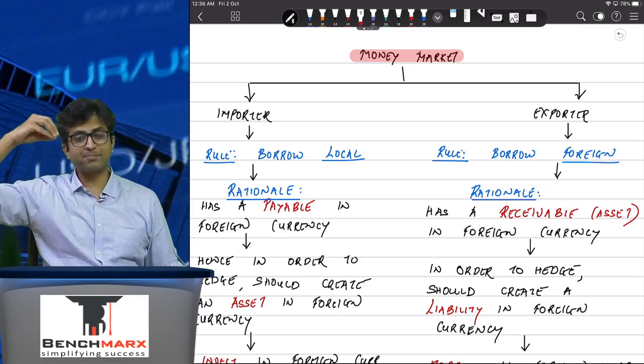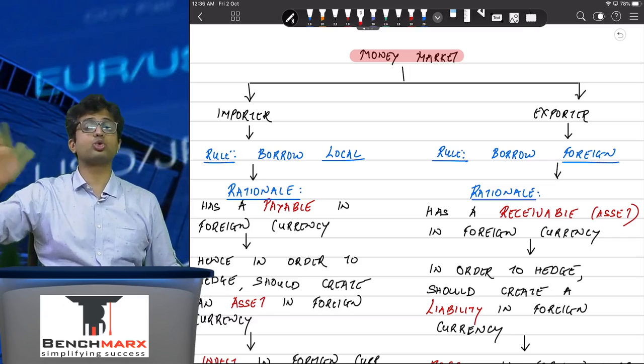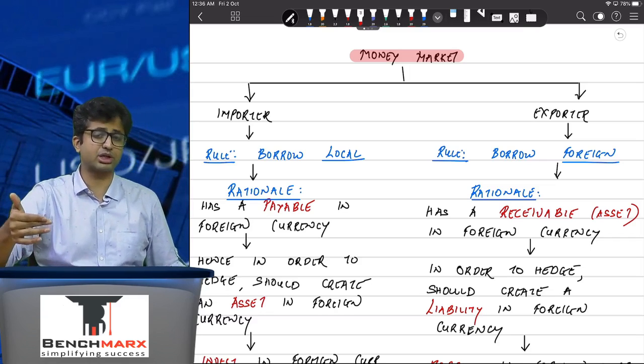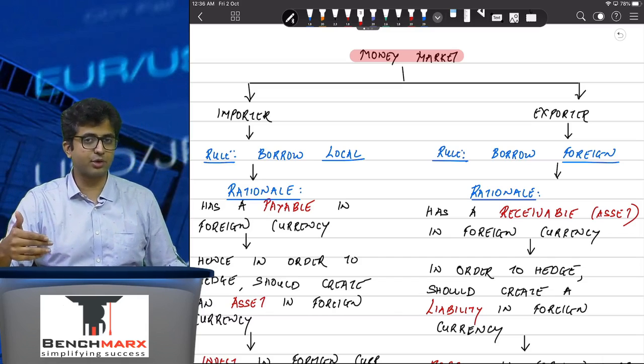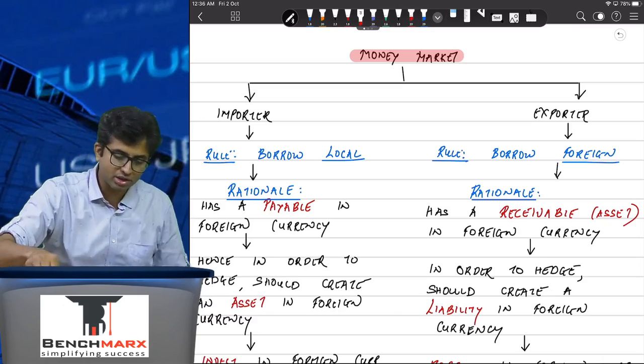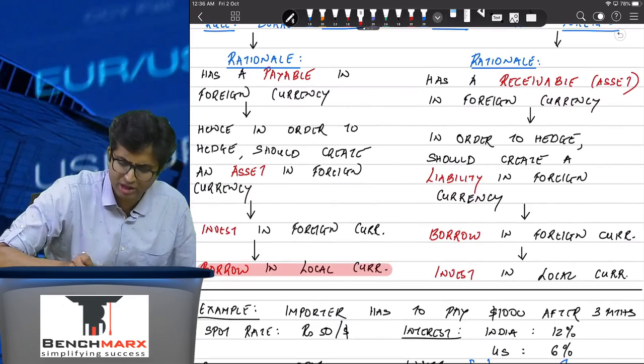Achha, if the importer is paying the dollars, that means he has a liability in the foreign currency. In order to hedge the risk, he has to create an asset in the foreign currency. That is, he has to make an investment in the foreign currency. Achha, but if he is investing in the foreign currency, that means he has to borrow money in the local currency. So over here, the thought process is that the importer will borrow in the local currency.